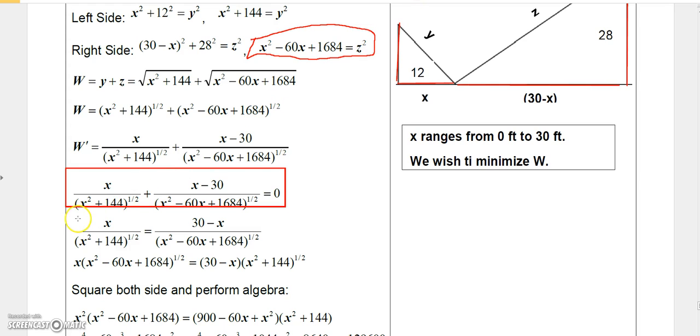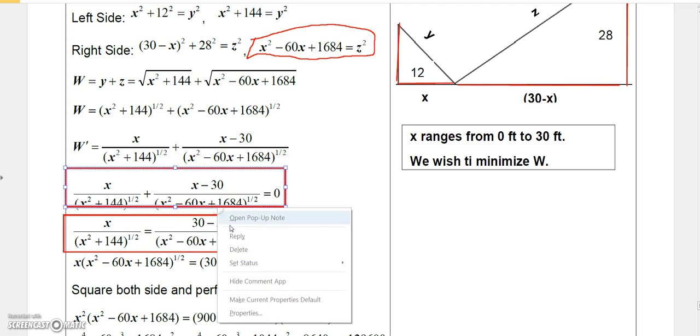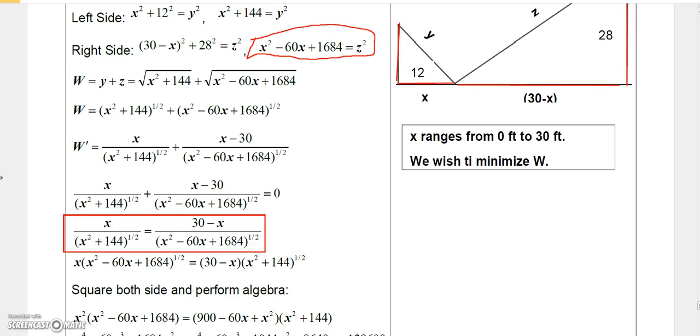To solve that, I can move the negative term to the other side and it changes sign. So basically, let me get rid of this and I'll show you what I did. I basically took this term and moved it to the other side, and it made it a minus. So when I minused it, it turned the x minus 30 into 30 minus x.